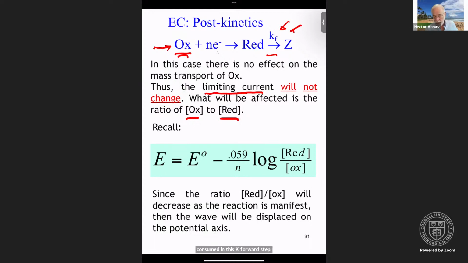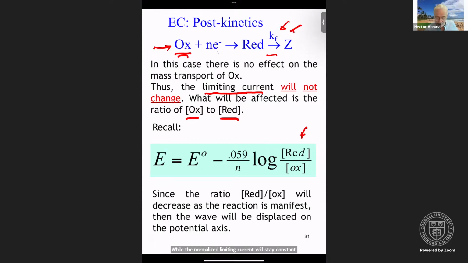What are the consequences of that? If we are changing the ox to red ratio, if we go to the appropriate Nernst equation, E equals 0.059 over n log red over ox, if the concentration of red is lower than it should be, then we're subtracting a smaller number than we should. What does that mean? That means that the voltammetric profile will be shifted on the potential axis while the normalized limiting current will stay constant.